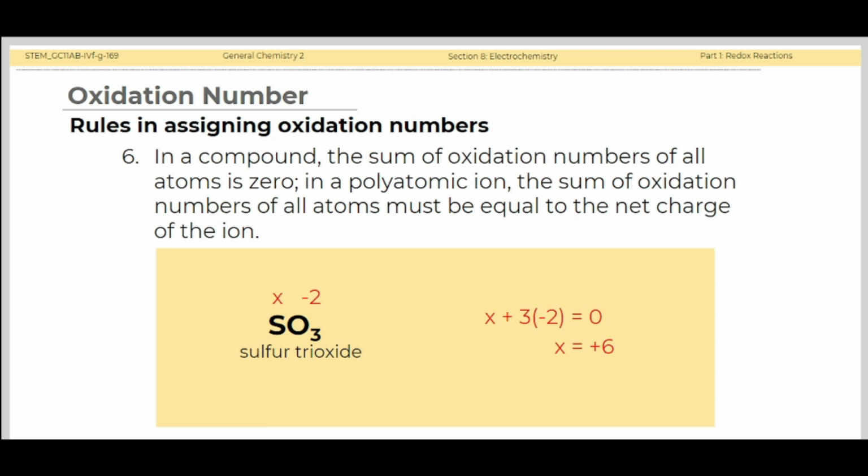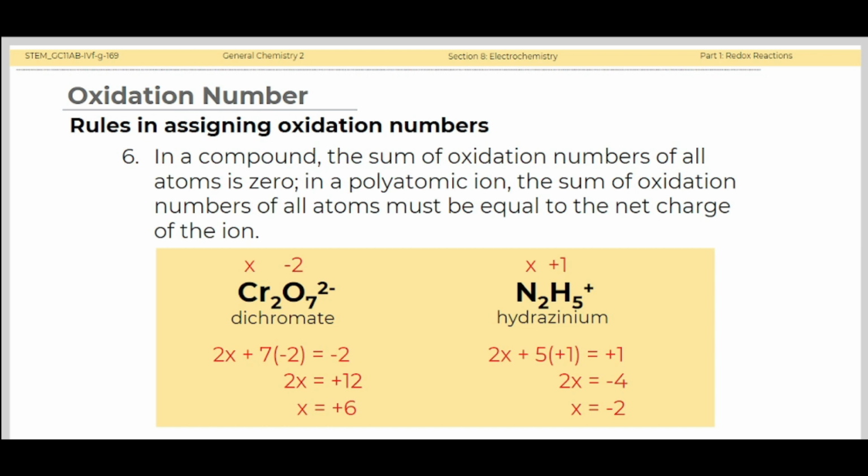For sulfur trioxide, the oxidation number of each of the three oxygens is negative 2. Let X be the oxidation number of sulfur. To find the value of X, the sum of the oxidation numbers must be 0, since sulfur trioxide is a neutral molecule. Solving for the oxidation number, we get a value of positive 6.